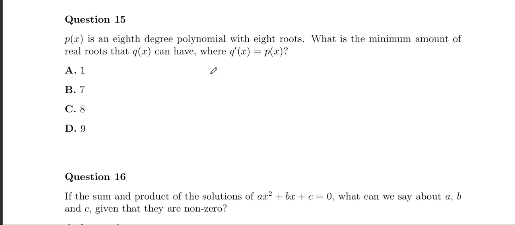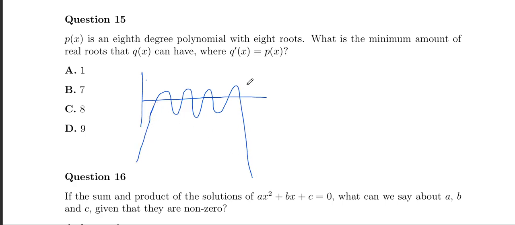All right, question 15. P of x is an 8th degree polynomial with 8 roots. What is the minimum amount of real roots that q of x can have? All right, so let's look at what p of x looks like. So 8 roots, 1, 2, 3, 4, 5, 6, 7, 8, something like that. And since this is the derivative of q of x, each one of these x-intercepts will correspond to a stationary point on q of x, right? So q of x has 8 stationary points.